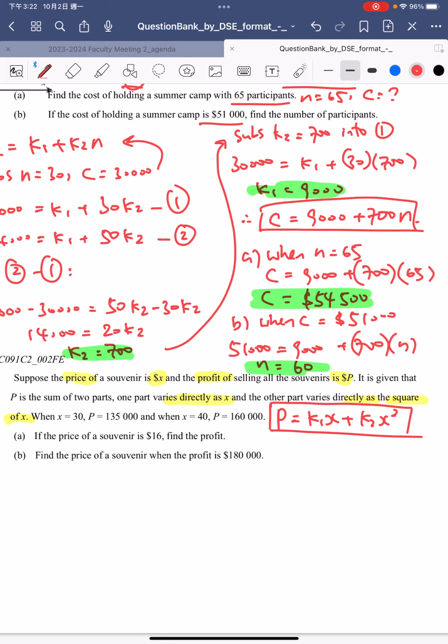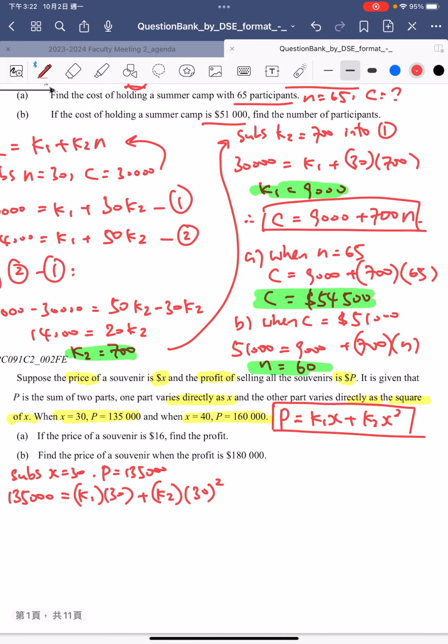Alright, so the condition that we have now is when X is equal to 30, P is equal to 135,000, and our second condition is here. So now we can substitute X is equal to 30 and P is equal to 135,000 into our equation here. Then we have 135,000 is equal to K1 as the unknown times 30 plus K2 as the unknown times X squared, so you should write 30 squared. So now we can simplify it.